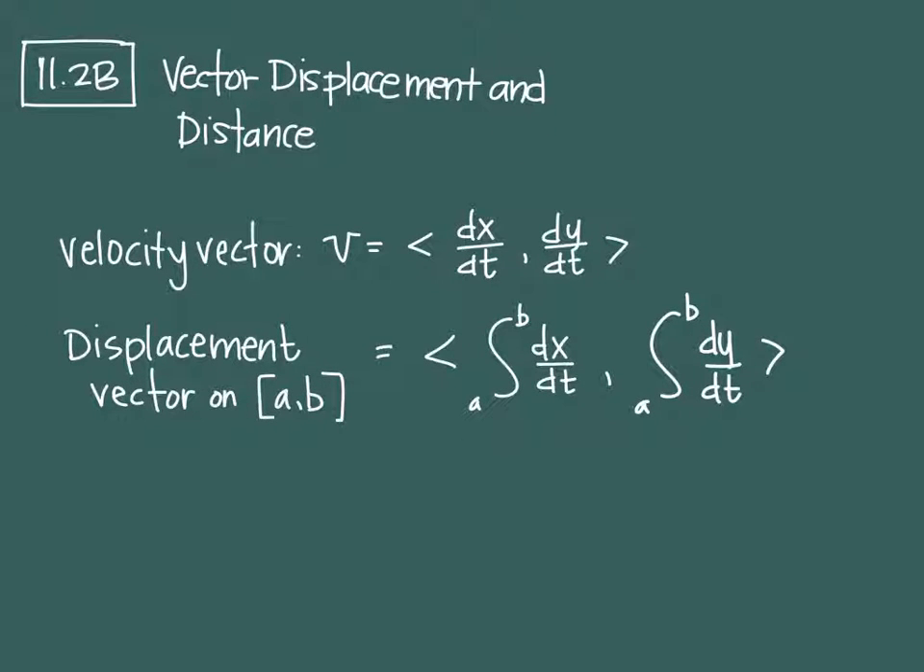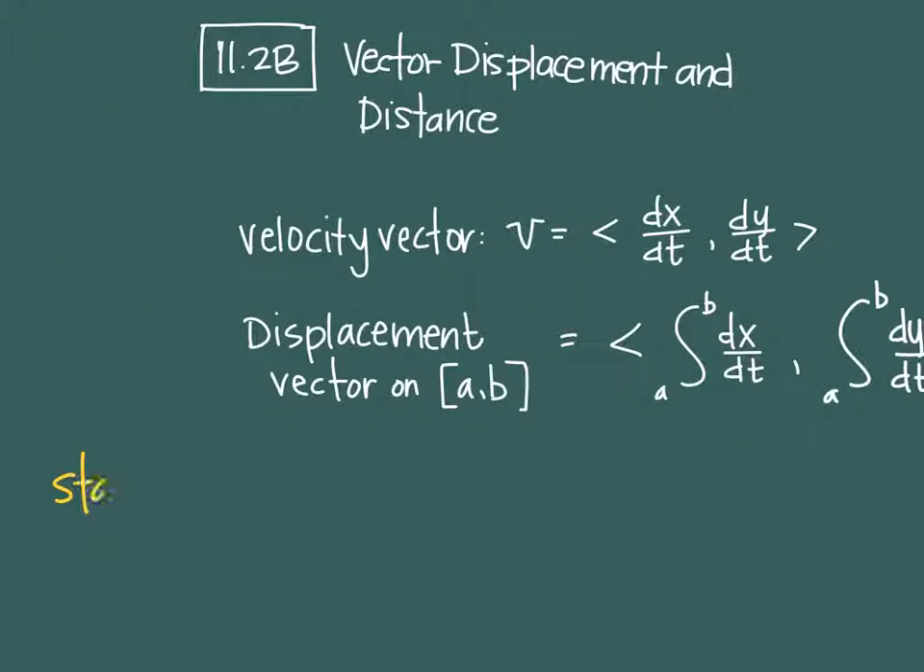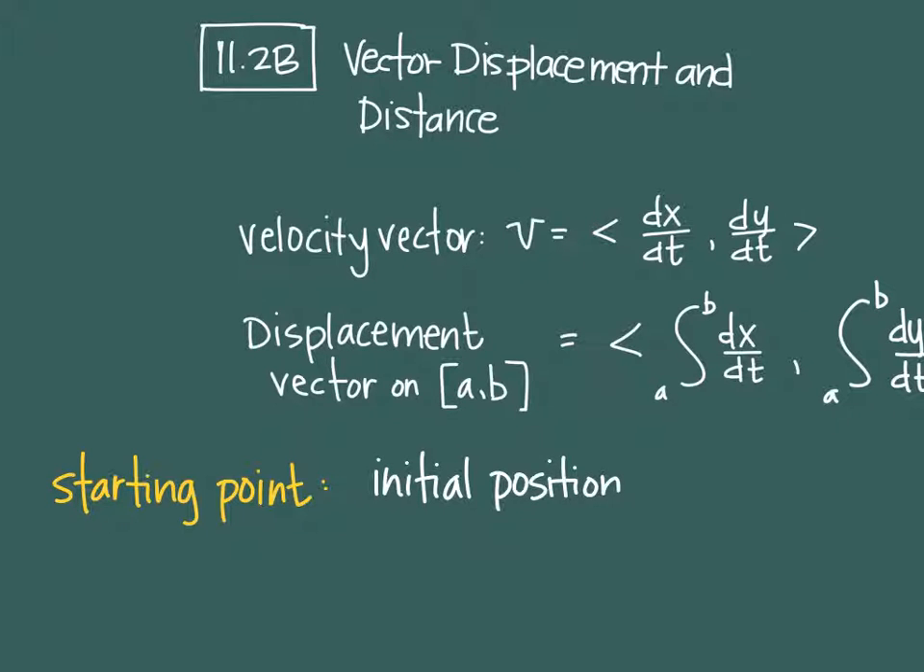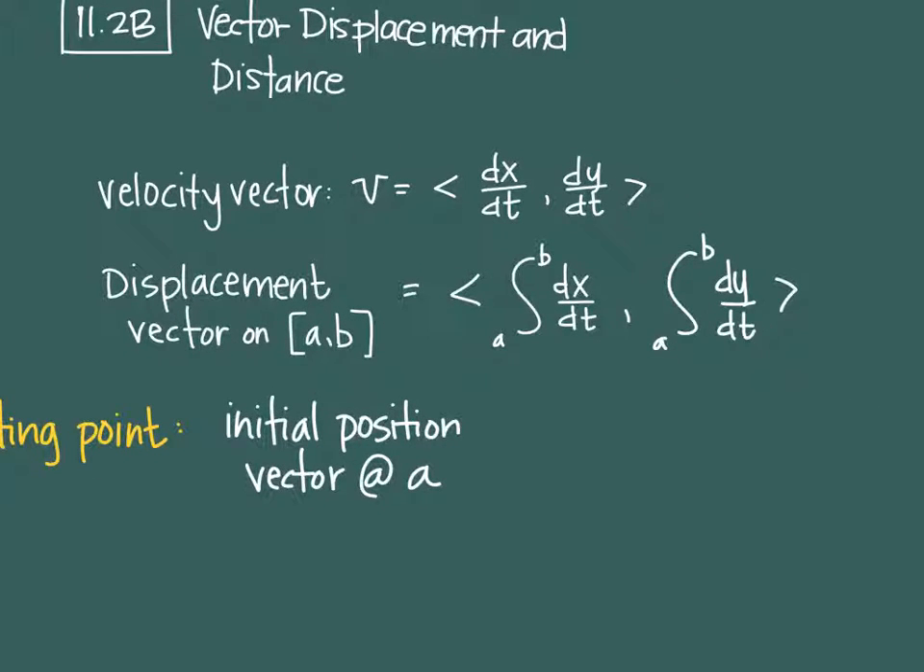Okay, the displacement doesn't just tell you where your final position is, though. It just tells you the difference between where you started and where you ended. And so then you've got to talk about, well, where did I start and where did I end? So if we're talking about a starting point, that's also called the initial position vector at A. And so that would be just x sub A and y sub A. So where are we starting from? At the beginning of this interval where time is A, where do we start?